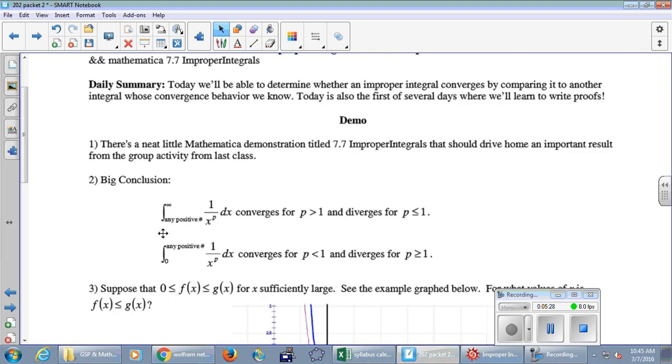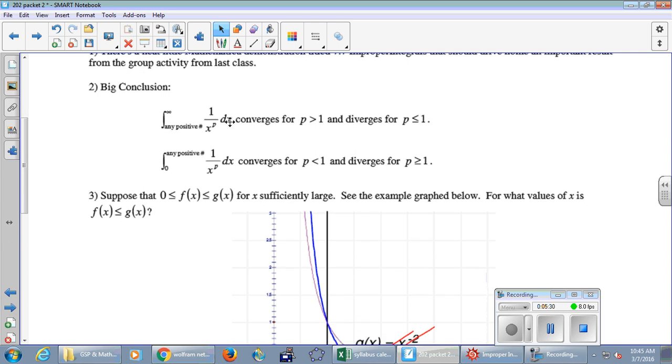All right. Our big conclusion from last class, and I think you guys wrote this up on your papers, is that if you're doing the integral from any positive number up to infinity of 1 over x to the p, that guy converged when p is bigger than 1, and diverged otherwise, p less than or equal to 1. And if you go from 0 to any positive number, the problem is now at 0. There's no infinity anymore. The convergence and divergence is backwards. So these were the conclusions that you made from the big activity.